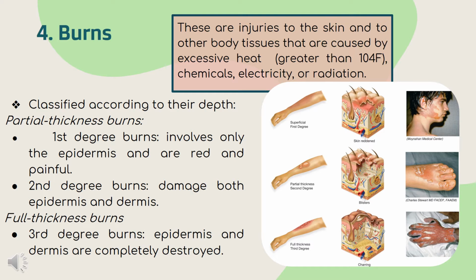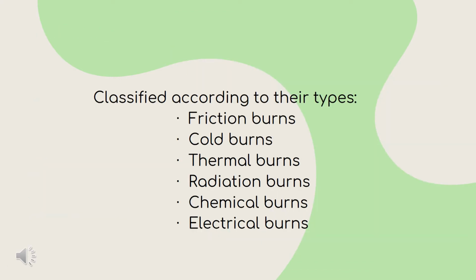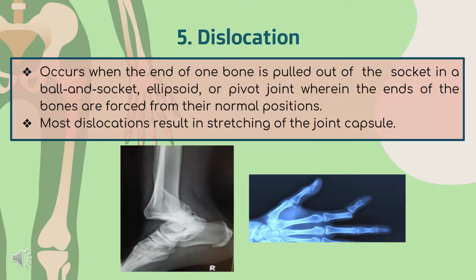For the first-degree burns, it only involves the epidermis and are red and painful. For the second-degree burns, they damage both the epidermis and the dermis. While for the full-thickness burns, we have the third-degree burns. It damages the epidermis and the dermis. It may also be classified according to its types. So we may classify them as friction burns, cold burns, thermal burns, radiation burns, chemical burns, and electrical burns.